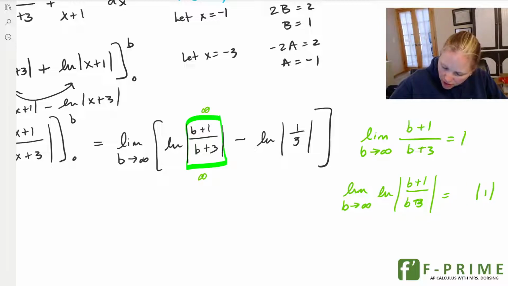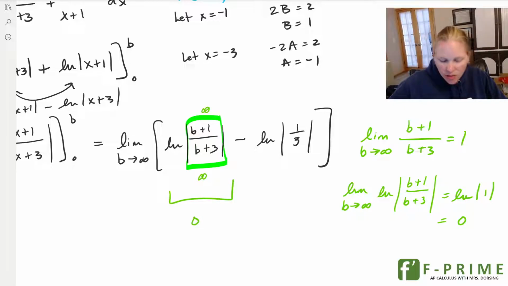It's terrible handwriting. Well, what's the natural log of 1? Well, the natural log of 1 is 0. So this turns into 0. By evaluating the inner function and its limit, we're able to evaluate the whole function.